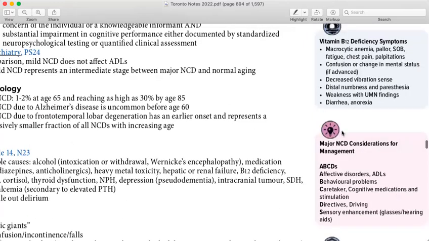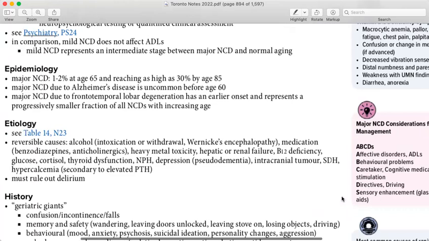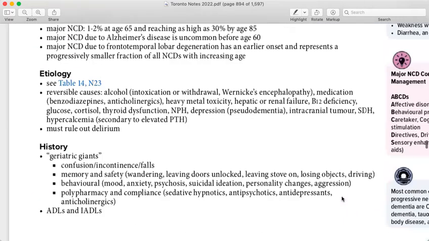Then major neurocognitive disorder. Considerations for the management, starting with affective disorders, ADLs, behavior problems, caretaker, cognitive medication and stimulation, the directives, driving, sensory enhancement. So these are the management that need to be done.